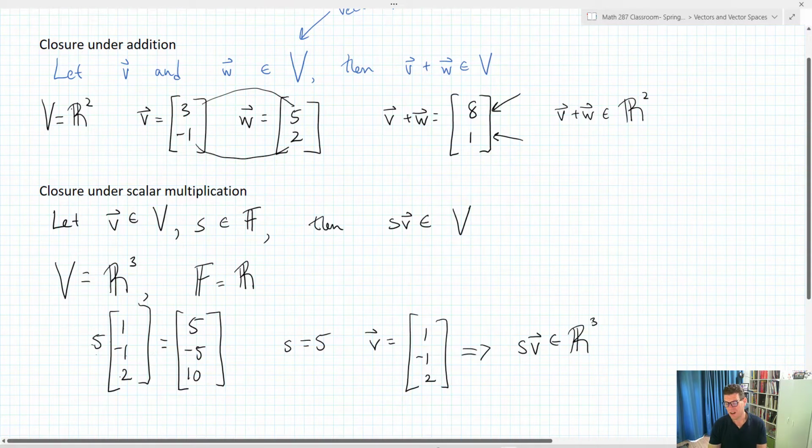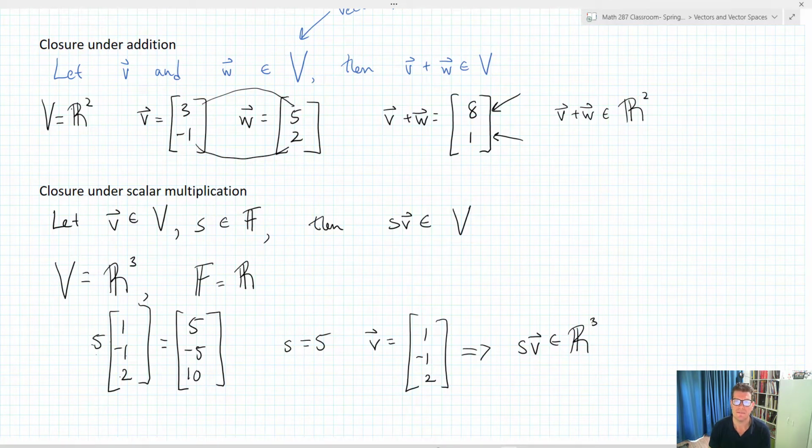Imagine that's the case for all of the vectors in R3. All the vectors in R3 have 3 components. We multiply them by the scalar that's in the reals, and we're going to get another real number. And so consequently, that shows that in this case, R3 is closed under scalar multiplication.